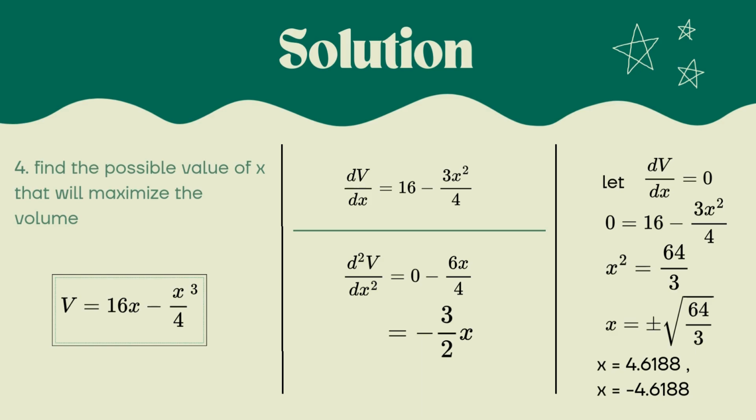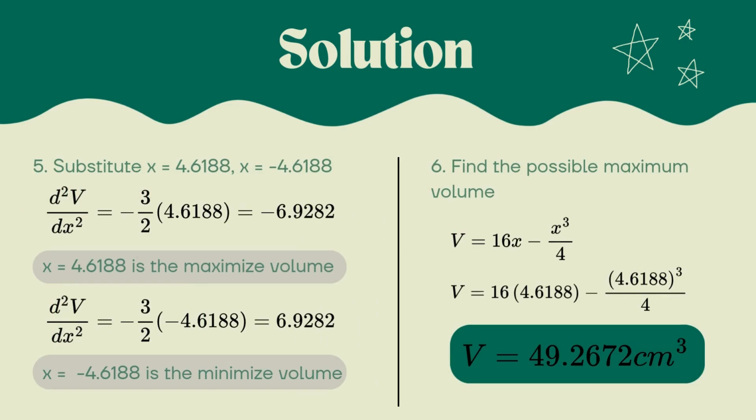Then, let the first derivative, dV over dx, equal 0. Hence, 0 equals 16 minus 3x squared over 4. x squared is equal to 64 over 3, and the value of x would be 4.6188 and negative 4.6188. Next, substitute the value of x into the second derivative equation, which is d squared V over dx squared equals negative 3x over 2.